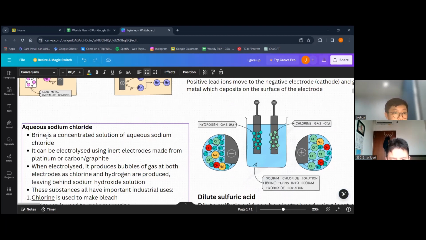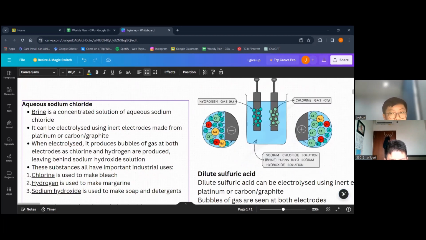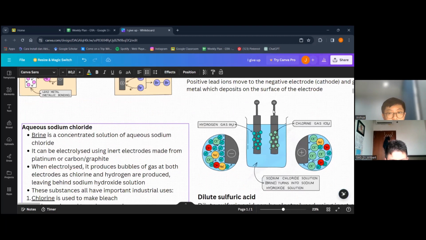Now, if you see the word brine, this word, brine is a concentrated solution of aqueous sodium chloride. So if you see this word, it's referring to sodium chloride. It can be electrolyzed using inert electrodes. Electrodes are the cathode and anode respectively. So electrodes are usually made from inert elements like platinum, carbon, or graphite, things that are not very reactive, because if they are very reactive, later the products we get will change, which is something we don't want.